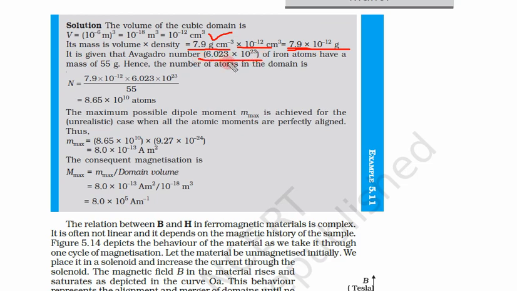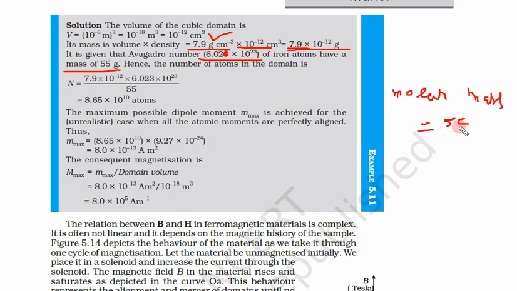6.02 into 10 to power 23. So 6.02 into 10 to power 23 of iron atoms have a mass of 55 gram. Why? Because we know molar mass is equal to 55 gram for iron.